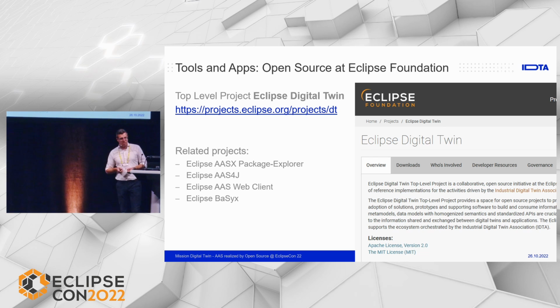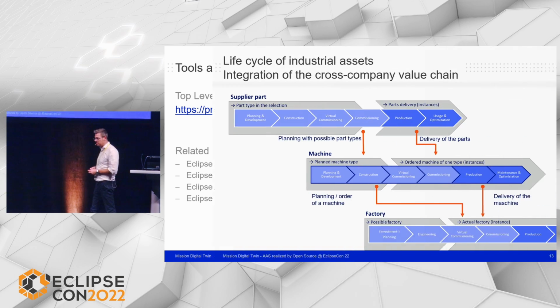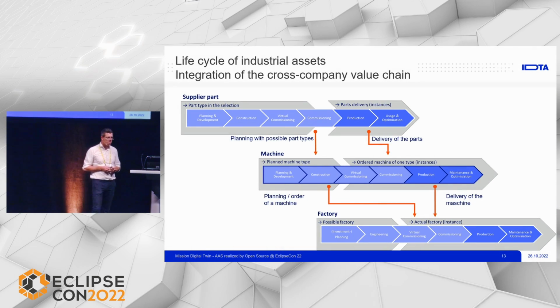So when you have a look on the website, you will find the Eclipse Digital Twin top-level project, and inside of this project you see 4 specific related projects. It's the Eclipse Asset Administration Shell Package Explorer. It's the implementation of the Asset Administration Shell for Java. It's the web client, and it's also the project BaSyx. Thiago will show you a little bit more about what we are doing there.